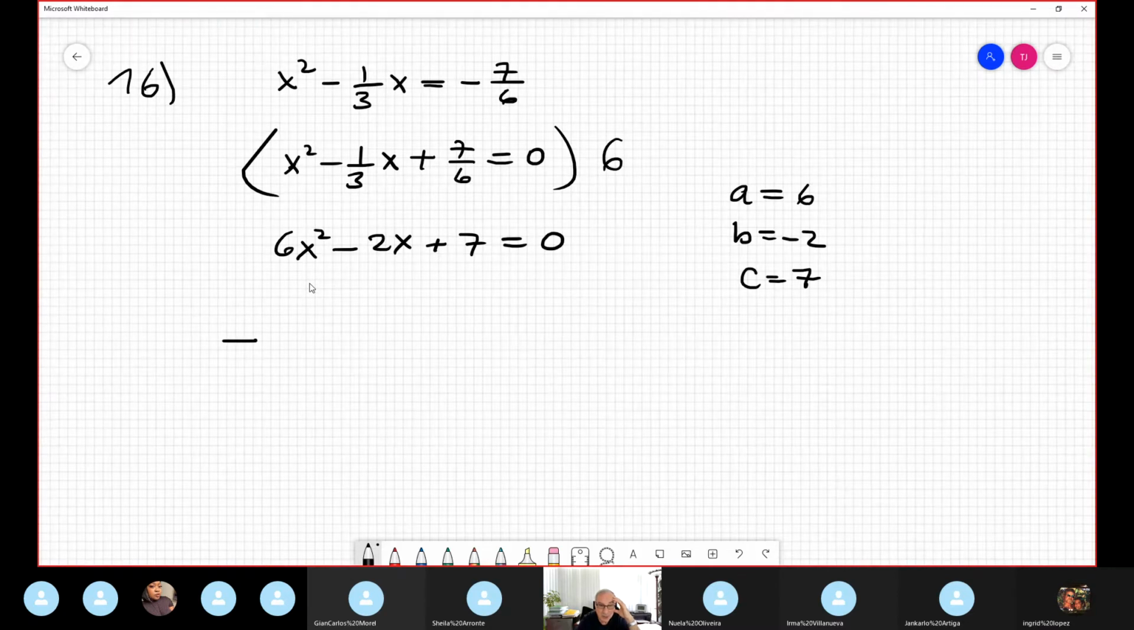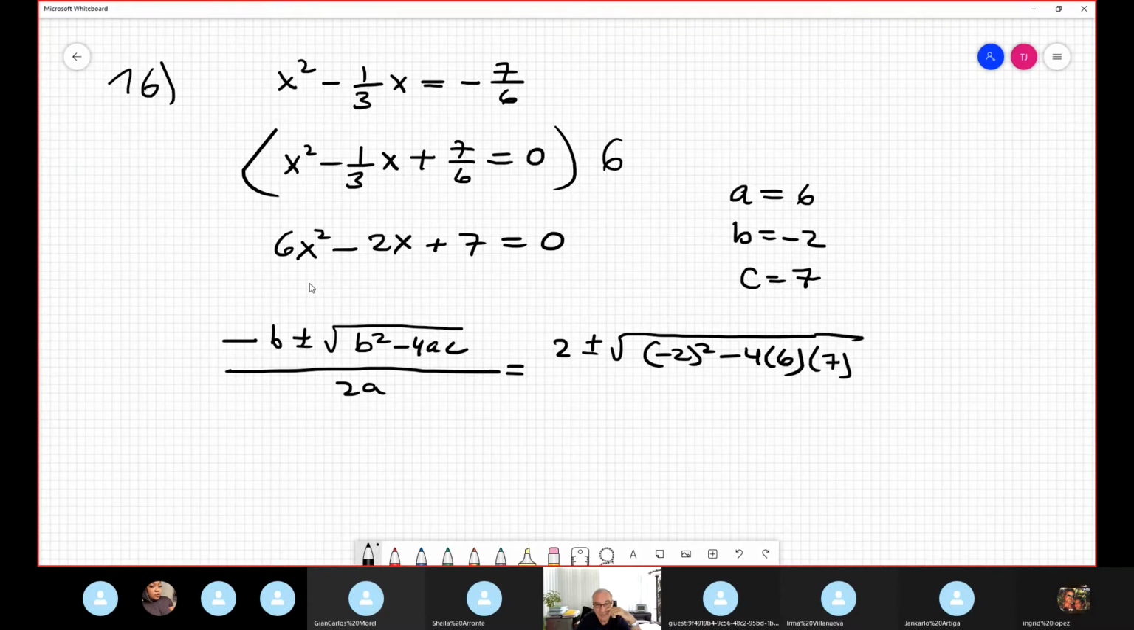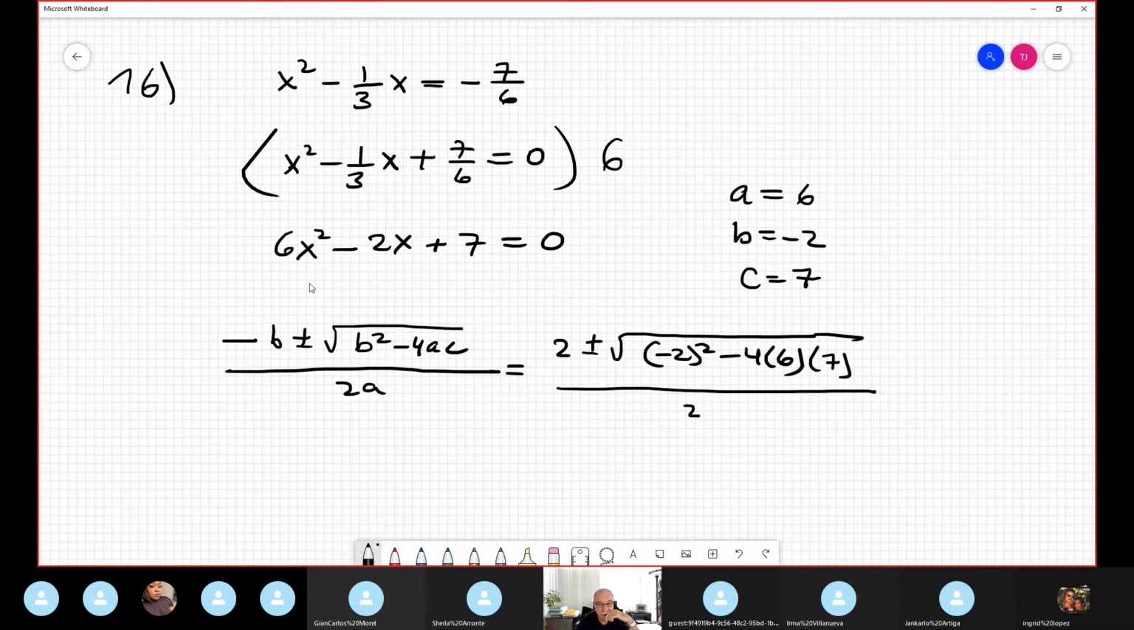Minus B, but it's minus the formula. Okay, I always copy the formula. Double minus sometimes happens, it's positive. Square root, -2 squared, minus 4 multiplied by 6 multiplied by 7, divided by 2 times 6.